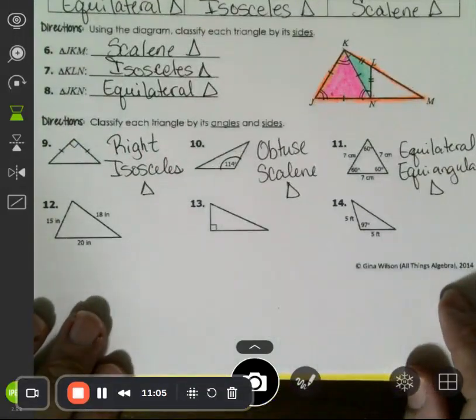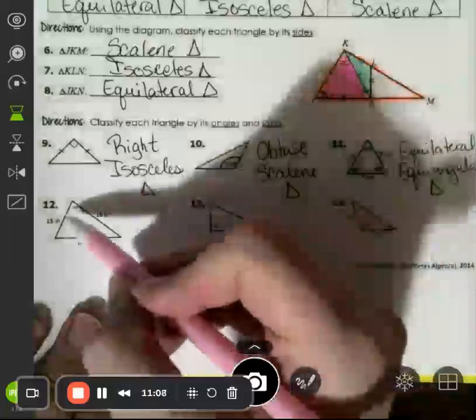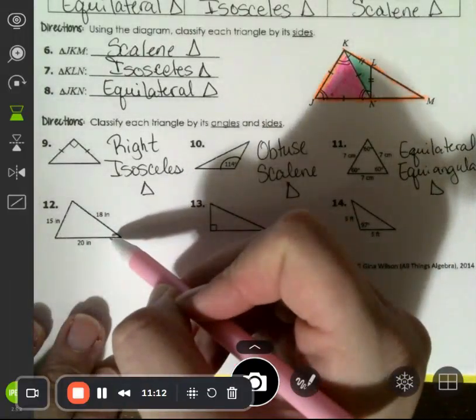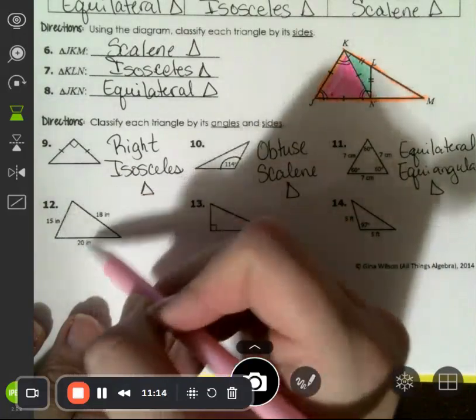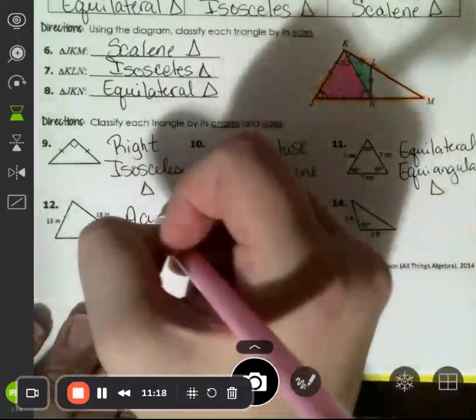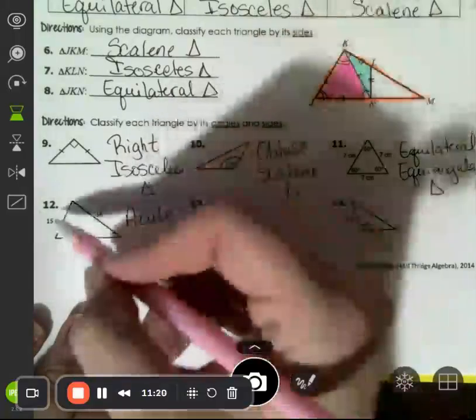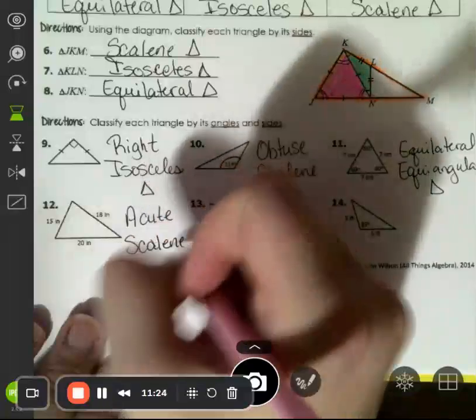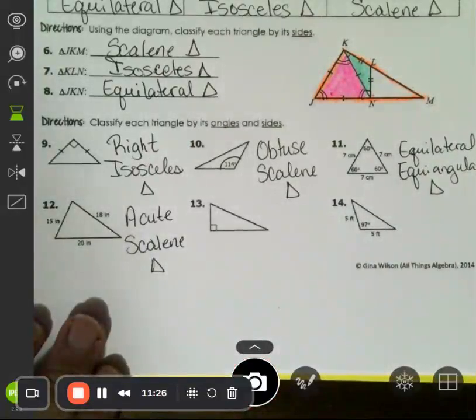Okay, let's see how you did on number 12. All right, I see an acute, an acute, an acute, 15, 20, 18. So it's acute by all acute angles, and none of the sides are the same, meaning scalene. So it's an acute scalene triangle.